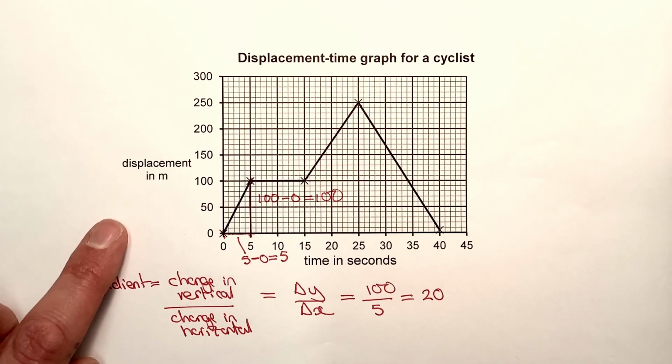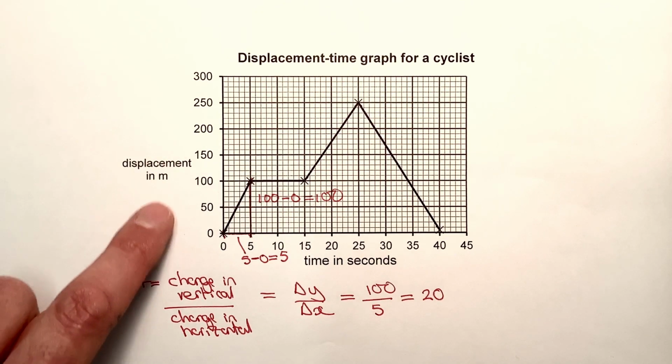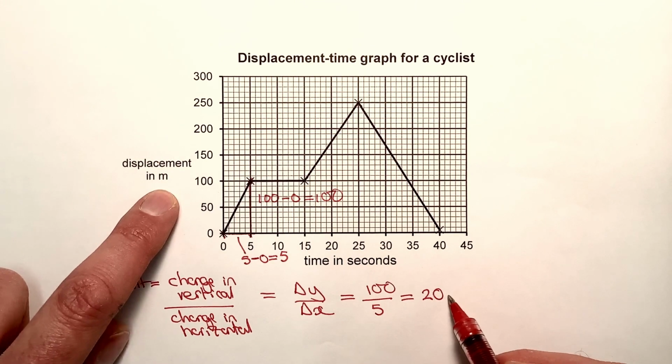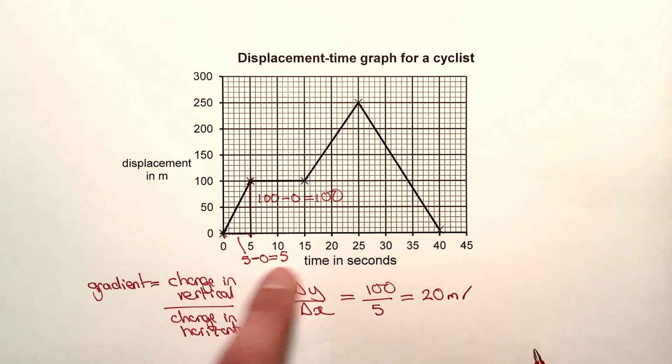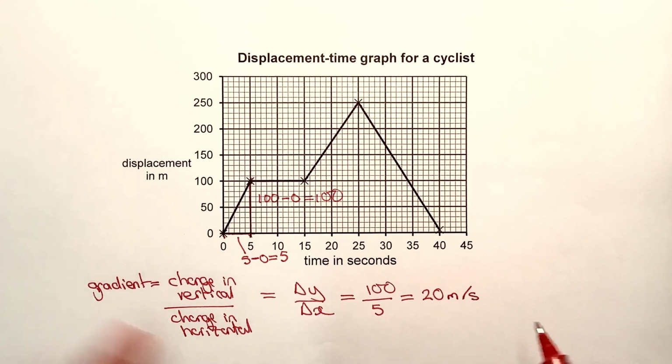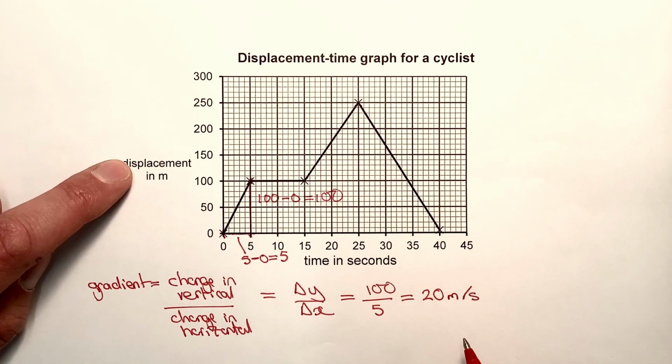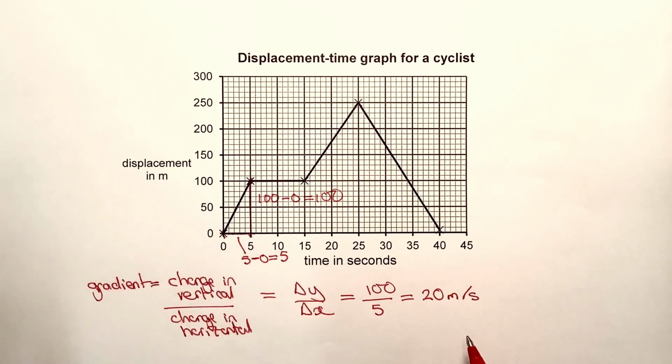So now, to work out the units, we need to look at the units for the vertical, which is in meters, and then divided by whatever the unit in the horizontal is, which is seconds, which gives us 20 meters per second. And that also gives us a clue as to what we've actually found, which was by doing displacement divided by time, we've found the velocity or speed of 20 meters per second.